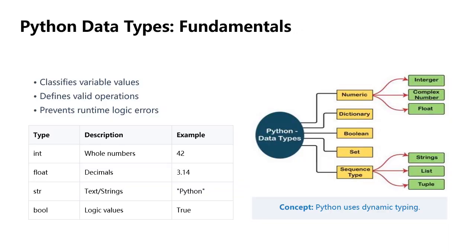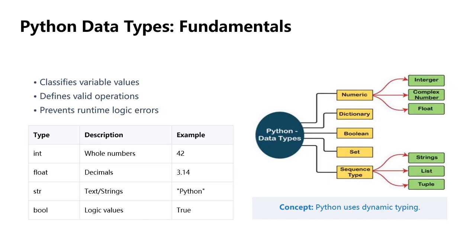Today we are going to dive into one of the most fundamental concepts in coding, Python data types. Think of these as the building blocks for everything we'll create. At its core, a data type classifies the kind of value a variable holds. This is crucial because it defines which operations are valid. For example, you can multiply numbers, but multiplying words doesn't always make sense in every context. Understanding these types helps us prevent logic errors before they even happen.